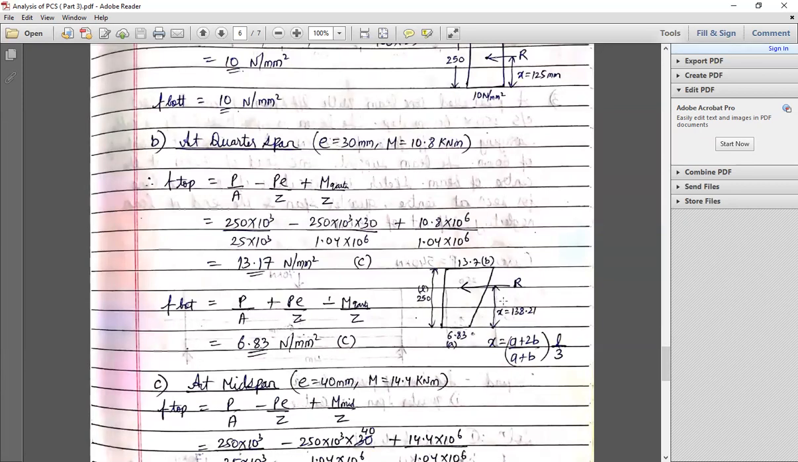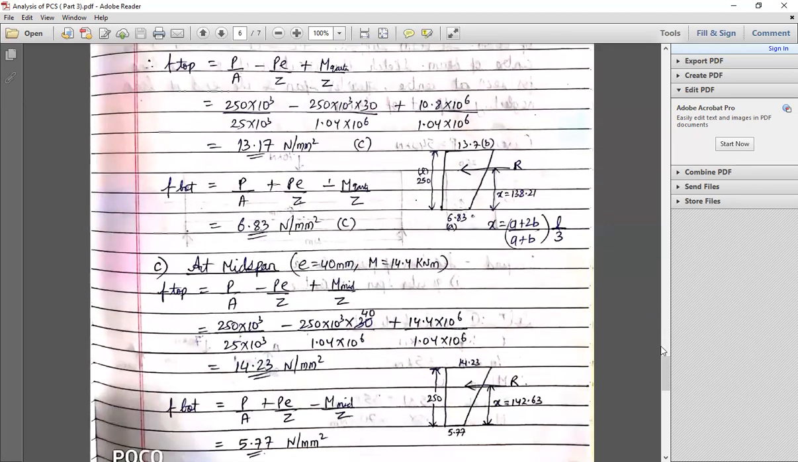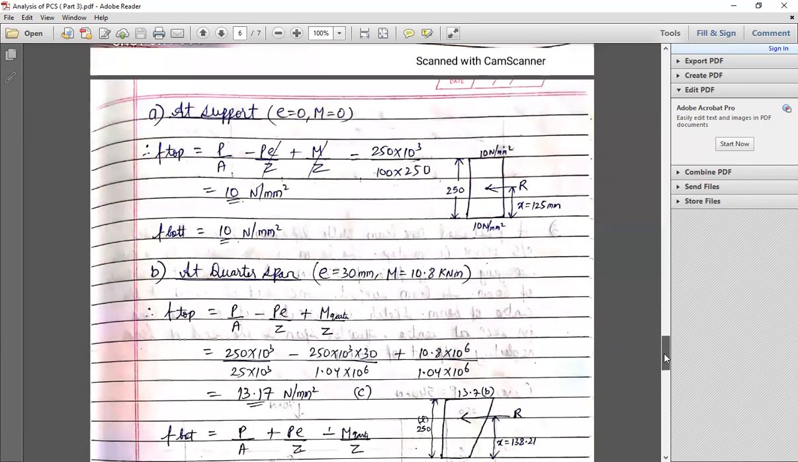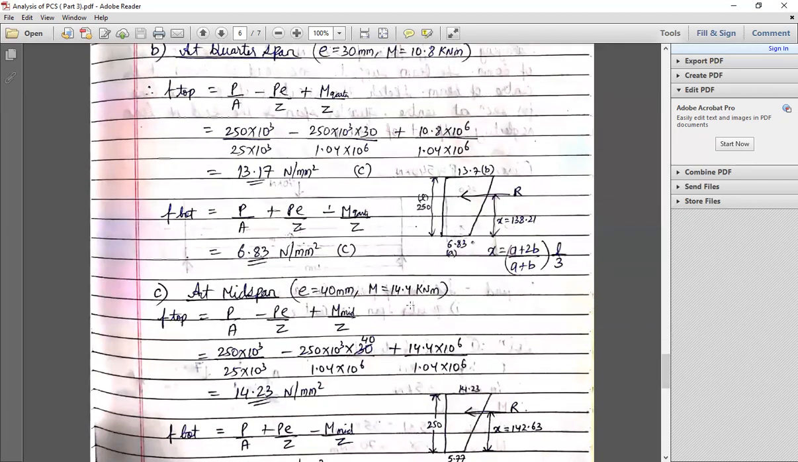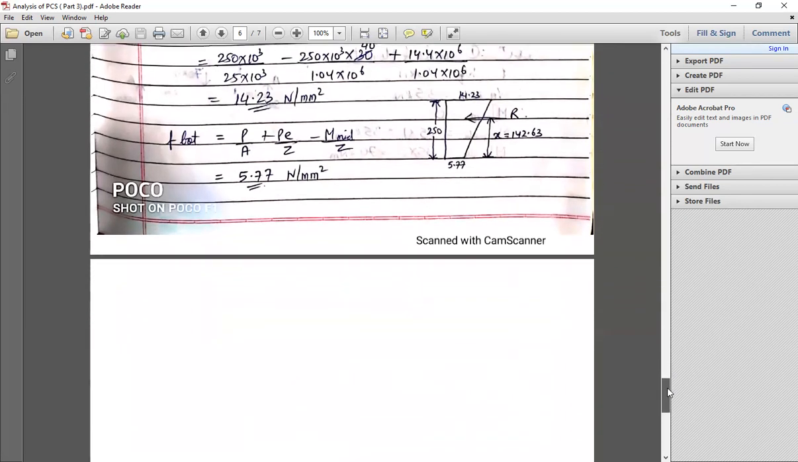The resultant distance कौन सा distance पे act कर रहा है वो मैंने find out किया। Similarly at the midspan also, at the midspan e कितना है, so here you can see at the midspan e is 40 mm and bending moment is 14.4. So again I have calculated f top and f bottom. ठीक है, so f top is 14.23, f bottom is 5.77 and the distance is 142 by using the same trapezoidal का equation. So now I have actually calculated the stress diagram at the support, at the quarter span and at the mid span. ठीक है, so now let us find out the pressure diagram.